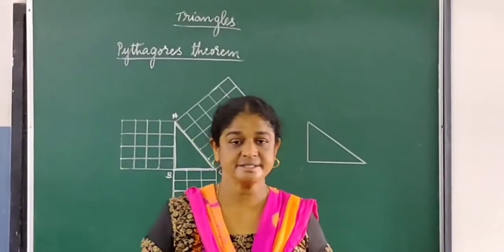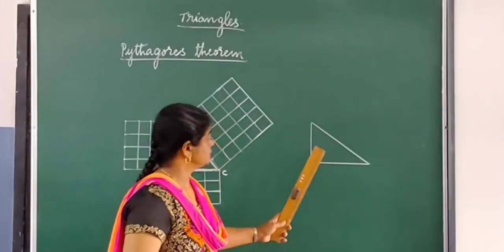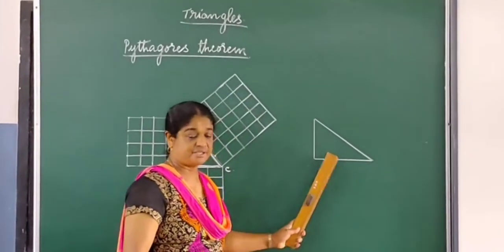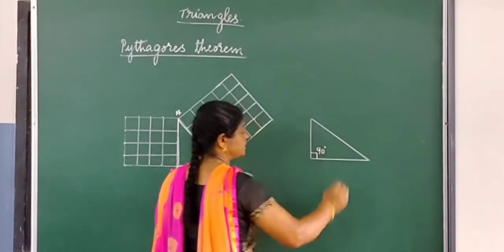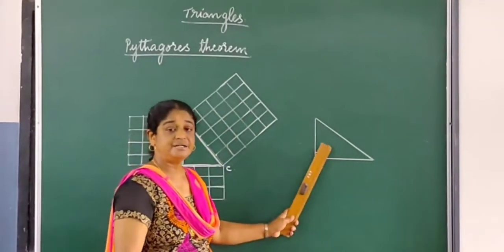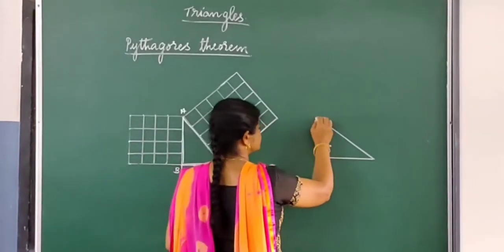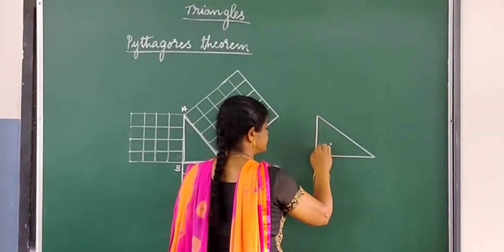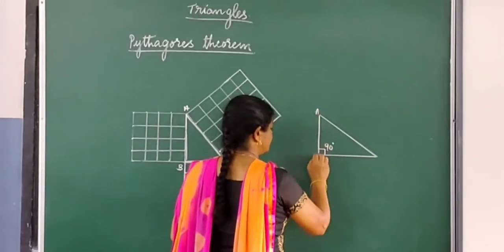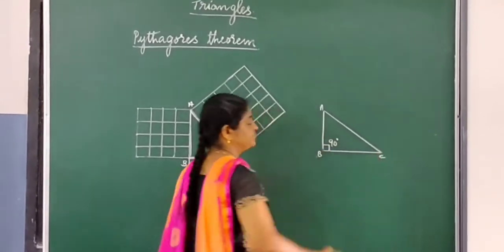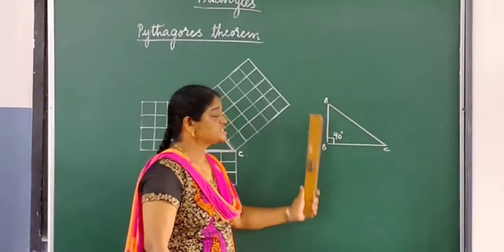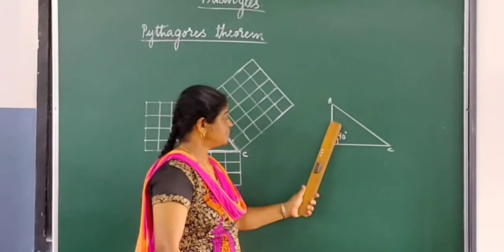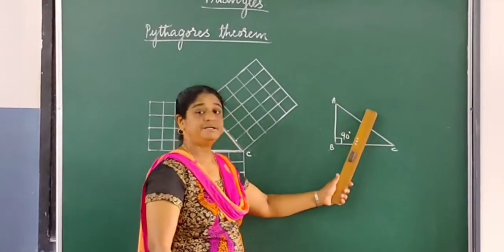Types of triangles. Now, this is a right-angled triangle because here you have 90 degrees. Okay, this is a right-angled triangle. Let us suppose these are the three vertices A, B, and C. Now this triangle has got three sides AB, BC, and AC.